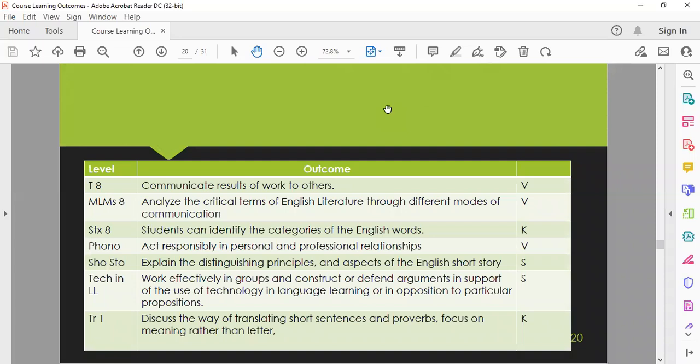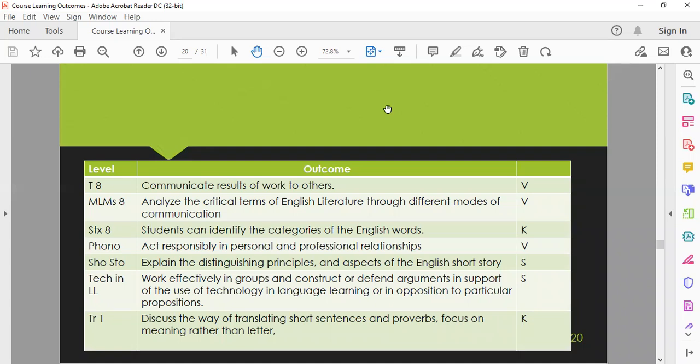The next one, we have MLMS. This is, I think, the modern literary movements course. Analyze the critical terms of English literature through different modes of communication. This comes under values. What do you think? Yes, doctor, since we have the verb analyze, I think this outcome should be under skills. Right. Yes, not values.